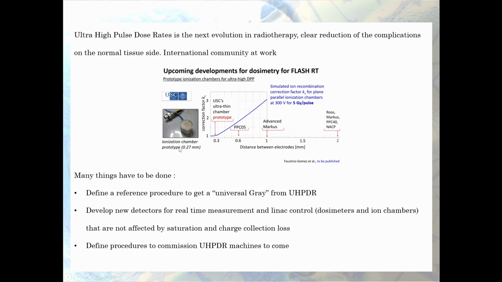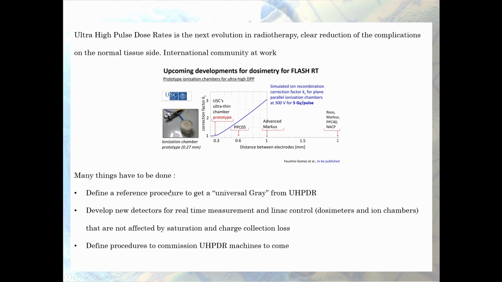And this prototype might be very promising because the correction factor is close to 1, which means the charges you are collecting are 1 over this number here. So you are almost collecting 100% of charges. It looks good. Maybe people are on the edge of designing detectors that could be used for monitoring beams and controlling beams in real time. Many things still have to be done.